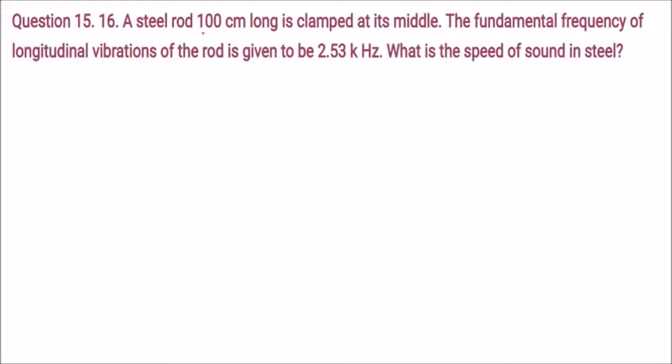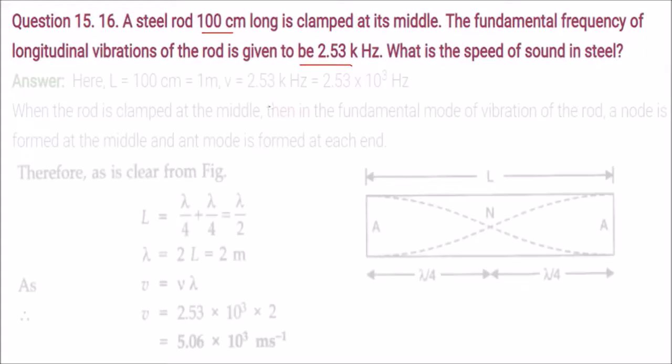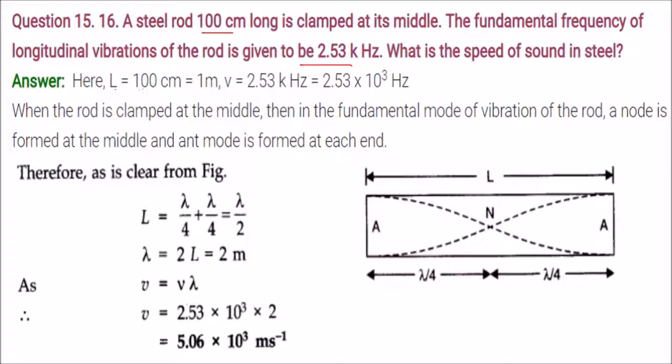Now a steel rod which is 100 centimeter long is clamped at its middle. The fundamental frequency of longitudinal vibration of the rod is given to be this much. What is the speed of sound in steel? First of all, the length is given as 100 centimeter, which is evaluated as 1 meter. This is 2.53 kilohertz. K is for 10 to the power 3. So this is 2.53 into 10 to the power 3 hertz.